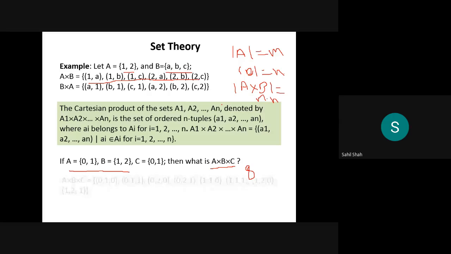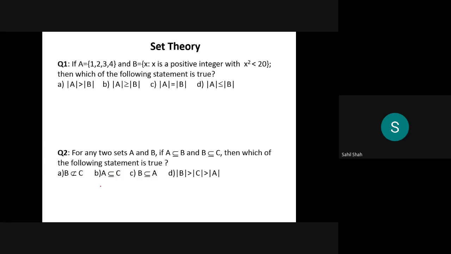Okay, so the answer for this is this one. You can cross check: 0 1 0, 0 1 1, 0 2 0, 0 2 1, 1 1 0, 1 1 1, 1 2 0, 1 2 1. In case you are getting a problem, you can approach me. Okay. Moving further, the questions for you.